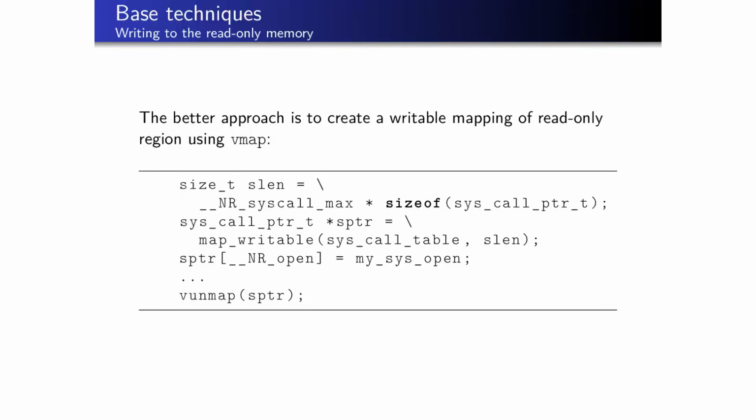If you want to modify the syscall table, you can just disable protection and overwrite an item inside the syscall table. Let's say my sysopen, which means my implementation of the open syscall. Then you can unmap the temporary memory, and after this you have the syscall table overwritten.